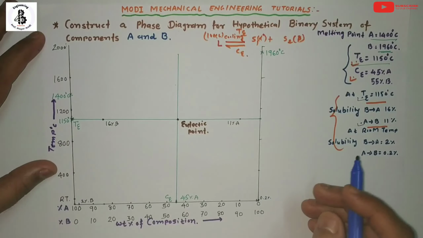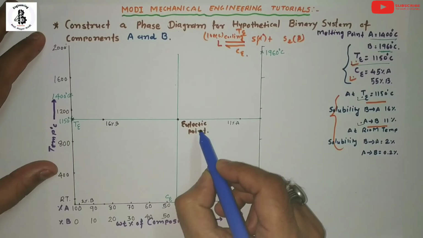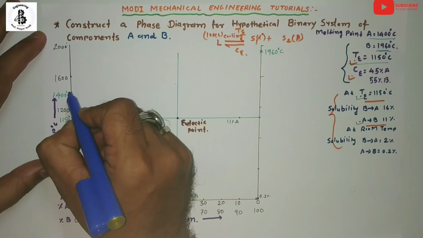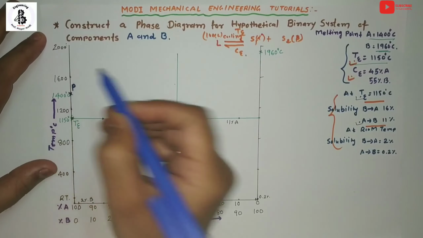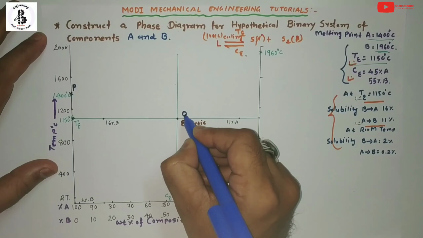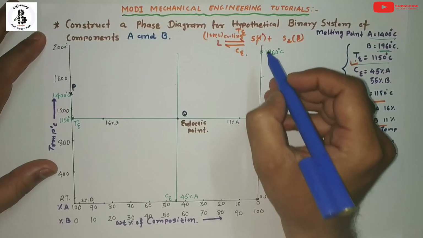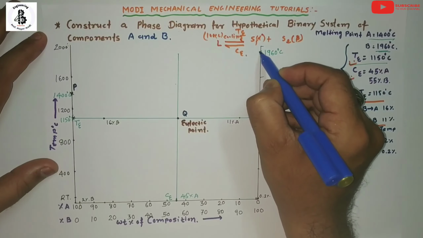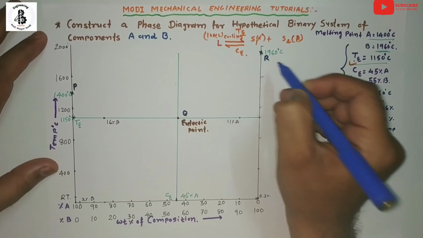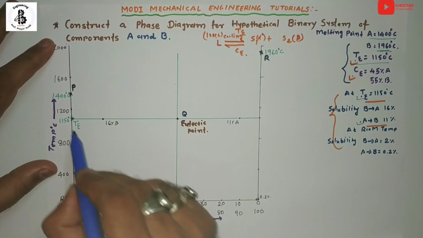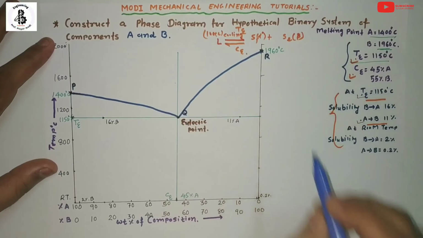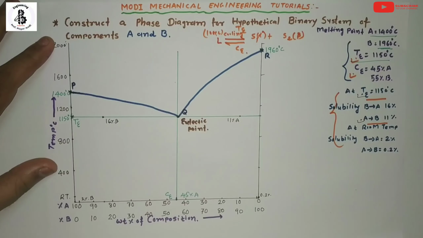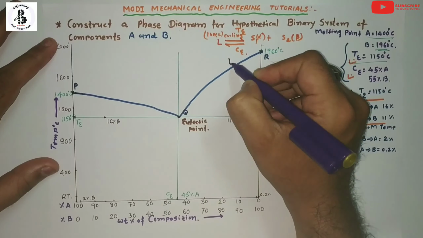is 0.2%, so it will be around this 0.2%. According to the eutectic point, the first point from the melting point of A will be P, the eutectic point will be Q, and from this side, the melting point of B, will be R. Now I would like to join these three points, P, Q and R. It will act as a liquidus line.